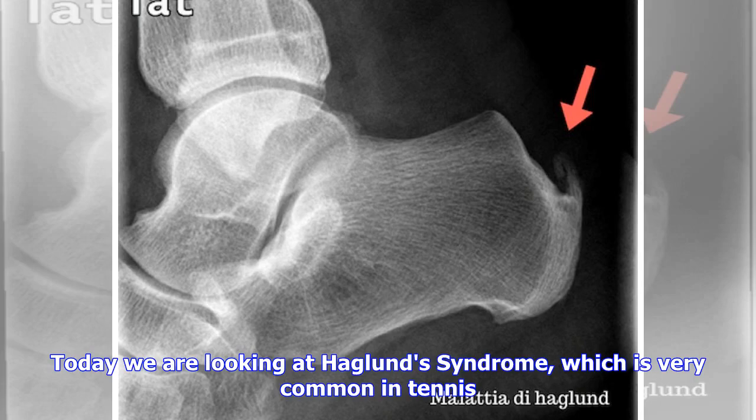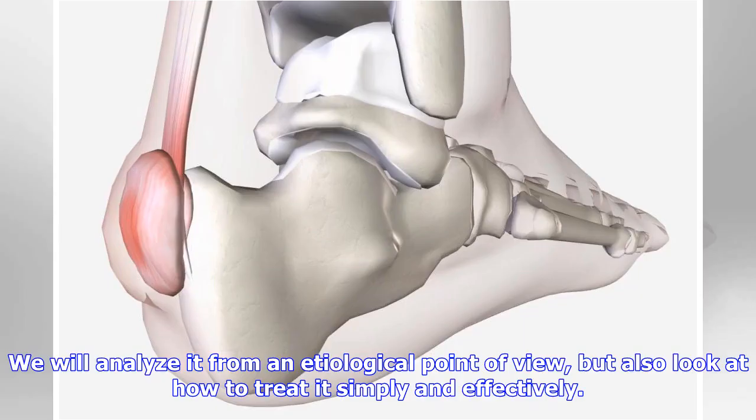Today we are looking at Haglund syndrome, which is very common in tennis. We will analyze it from an etiological point of view, but also look at how to treat it simply and effectively.